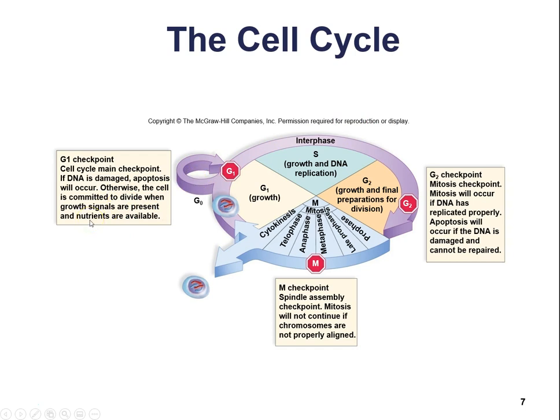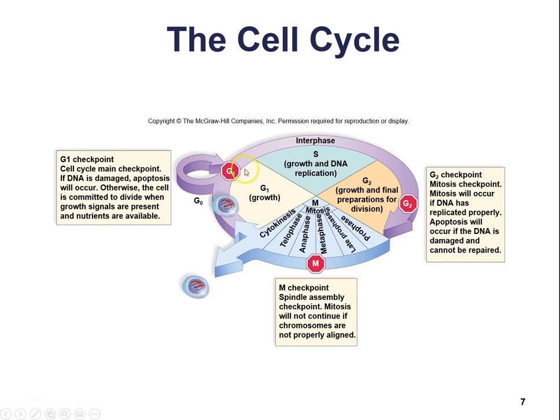It says when growth signals are present and nutrients are available. So as long as everything's favorable for the cell to divide, it will go on to divide. This checkpoint checks for the availability of nutrients and things like that in the external environment, but also checks internally to make sure that there is no damage to the DNA, right? It would not make sense for the cell to replicate damaged DNA, okay?